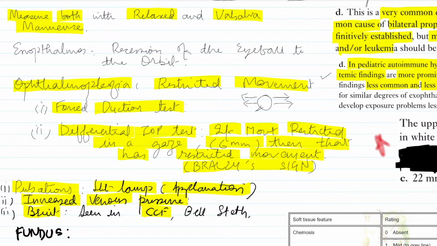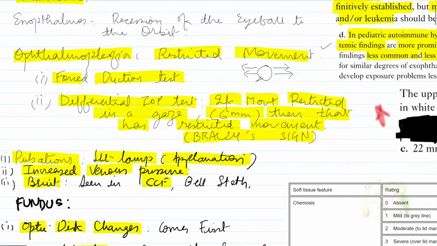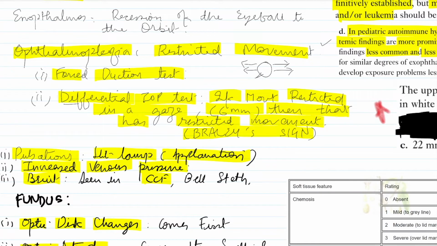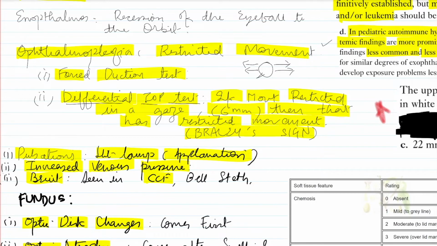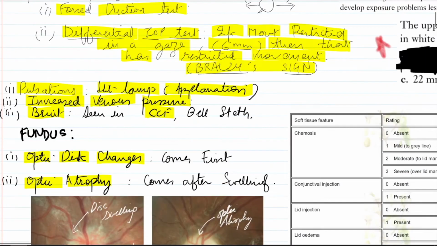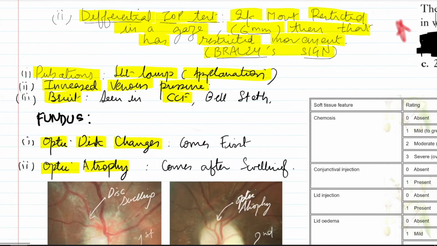Then coming to the differential IOP test. In the gaze in which the movement is restricted, if there is a variation in the IOP in the region of 6 mm, then that is called Braley's sign.